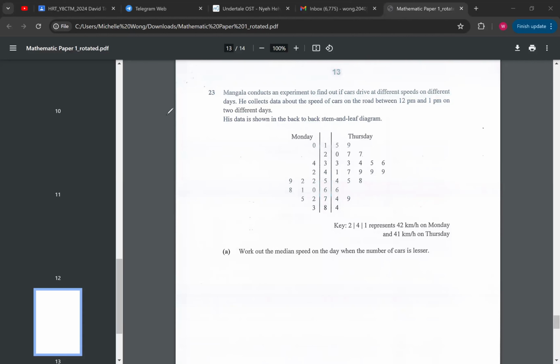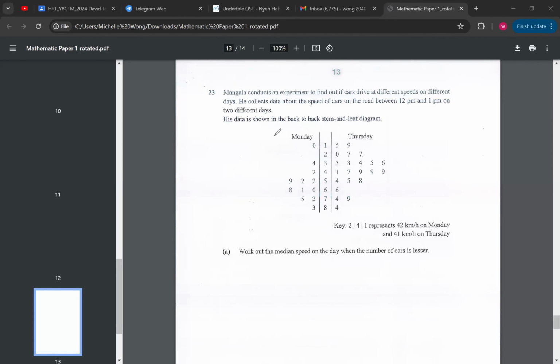Question 23. Mangala conducts an experiment to find out if cars drive at different speeds on different days. He collects data about the speeds of cars on the road between 12 p.m. and 1 p.m. on 2 different days. His data is shown in the back-to-back stem and leaf diagram. Key: 2|4|1 represents 42 km per hour on Monday and 41 km per hour on Tuesday.